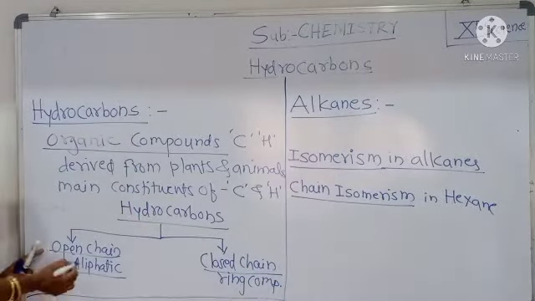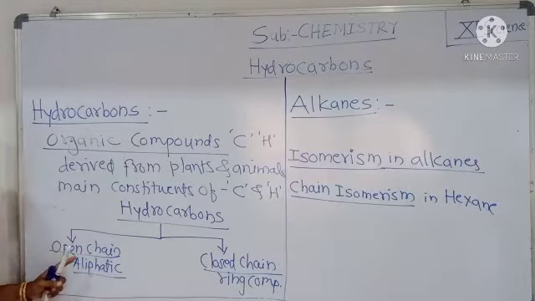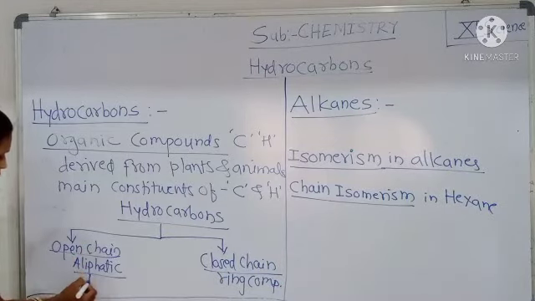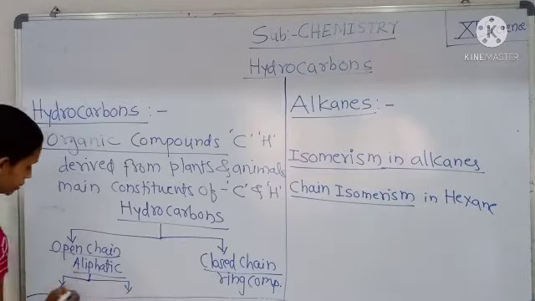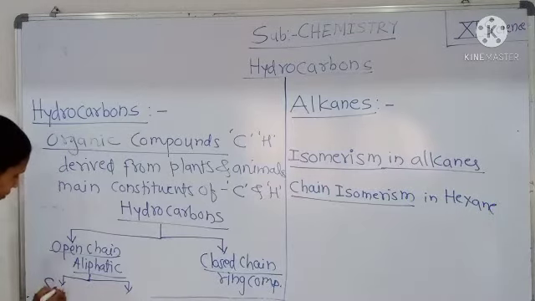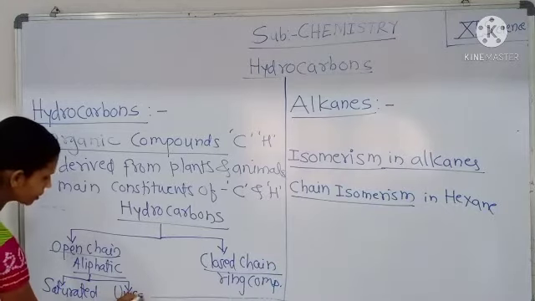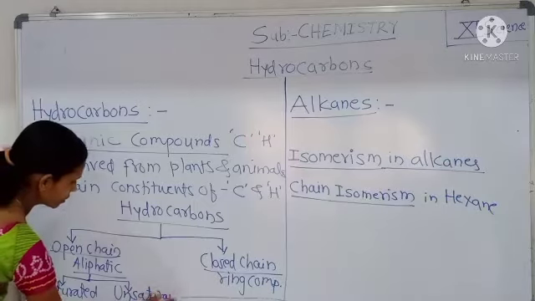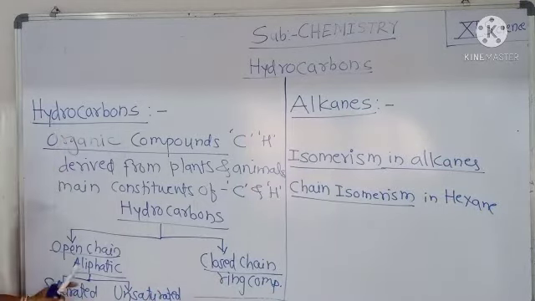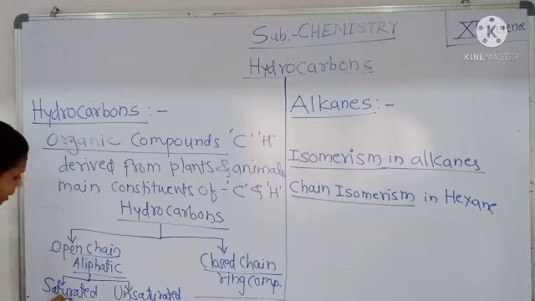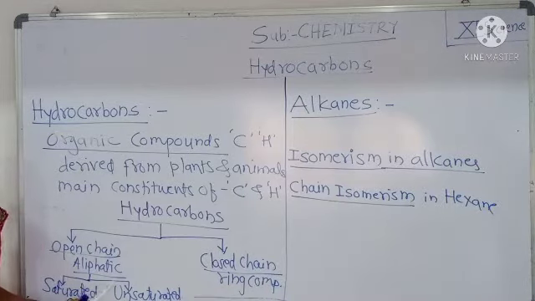Now see here, open chain or aliphatic organic compounds are again classified into two categories: saturated hydrocarbons and unsaturated hydrocarbons. All of you are aware of that? Saturated hydrocarbons are nothing but alkanes. Alkanes are the saturated hydrocarbons in which carbon-hydrogen and carbon-carbon bonds are single bonds.